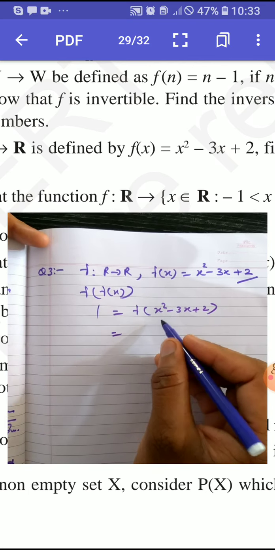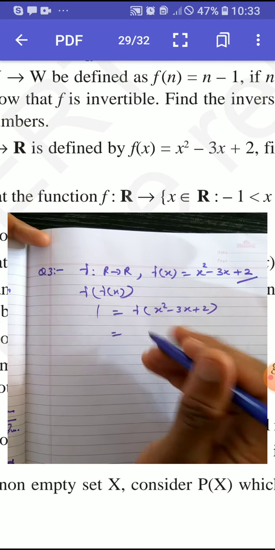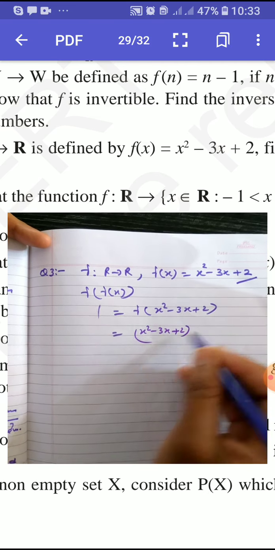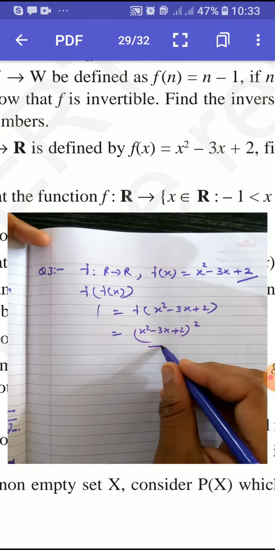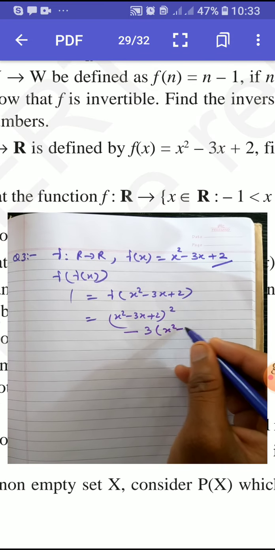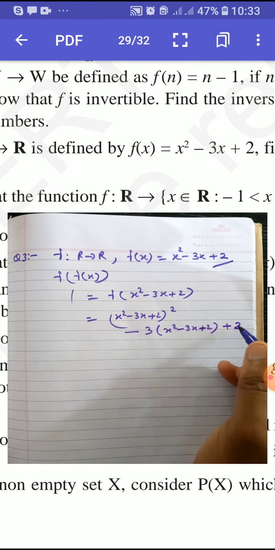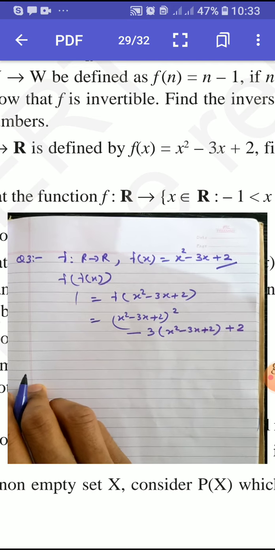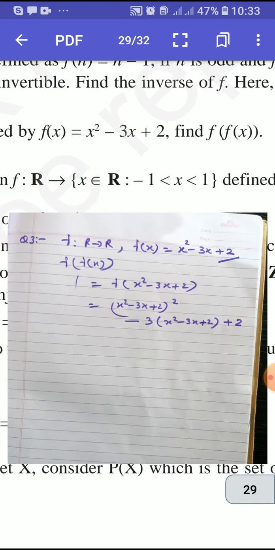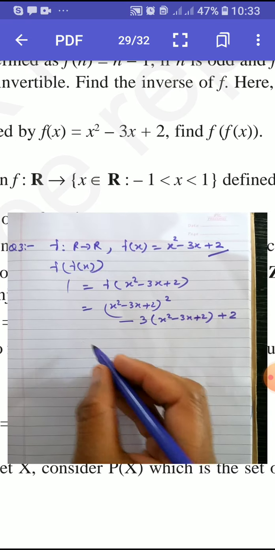Now again you will put this x square minus 3x plus 2 in the given function. So you can write x square minus 3x plus 2 whole square minus 3 times of x square minus 3x plus 2, plus 2, right? Now you can simplify this problem, okay? You can simplify this one.